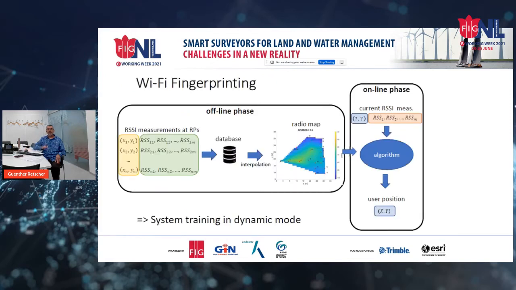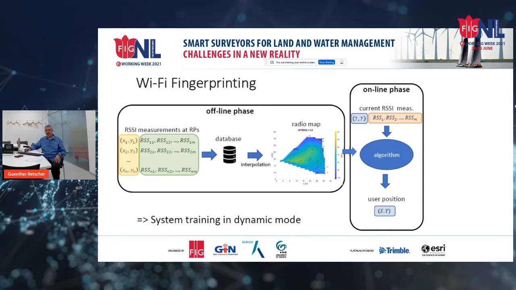So we use Wi-Fi, and in the first stage we use fingerprinting. As you might be familiar, we have 2 different phases: an offline training phase, where we gather the signal strengths in the building, in the surrounding environment, and store them in a database and visualize them in radio maps. And in the online positioning phase, we do our current measurements, and using a matching algorithm, we can define the user's position. Here, the system training should be done only in dynamic mode.